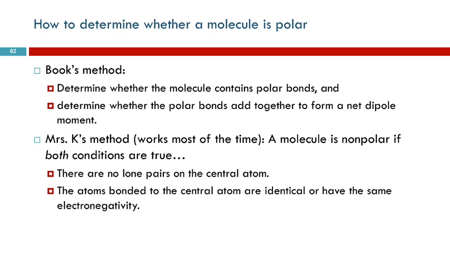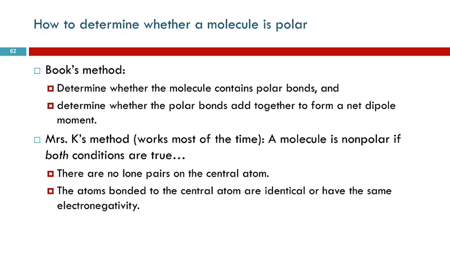So we need to know how to determine whether a molecule is polar. That was like over a chapter ago, so you may have forgotten. Here's the book's method. I won't even mention it. Here's my method that works most of the time, and that's good enough. A molecule is nonpolar if both of these conditions are true. No lone pairs on the central atom. The atoms bonded to the central atom are identical or have the same electronegativity. Usually it's going to be identical.